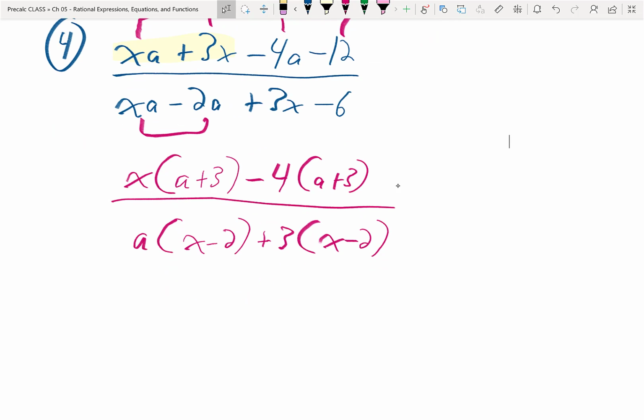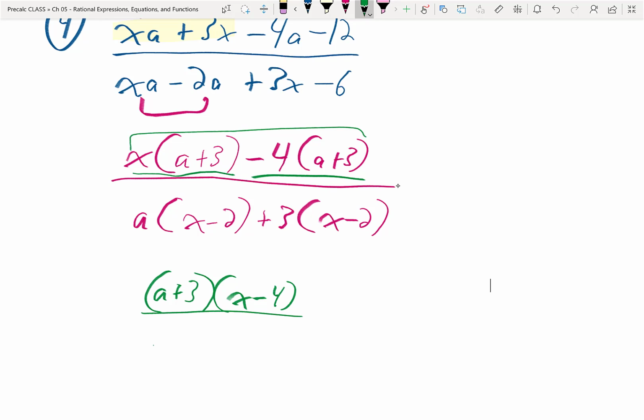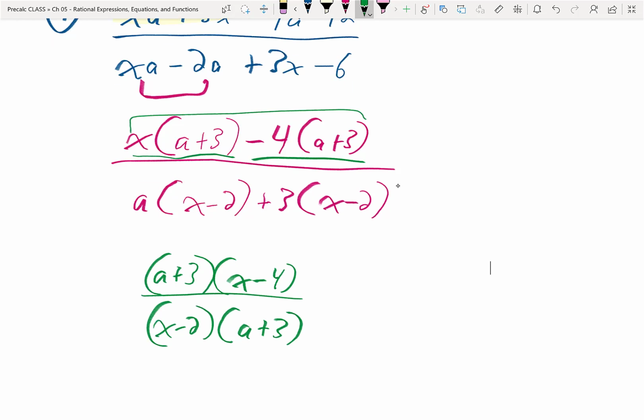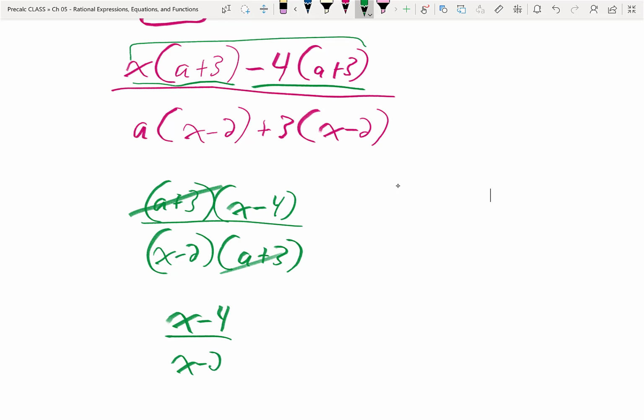And then your next step is to look at the entire numerator and see what you can pull out of both sides of that. An a plus 3. And what you're left with when you pull out the a plus 3 is the x minus 4. Divided by the denominator, you can pull out x minus 2, and you're left with a plus 3. Then you can simplify. The a plus 3's go, and you get x minus 4 over x minus 2. There's no way to predict that that's what would have happened based on the original problem. You have to make sure you factor it correctly.